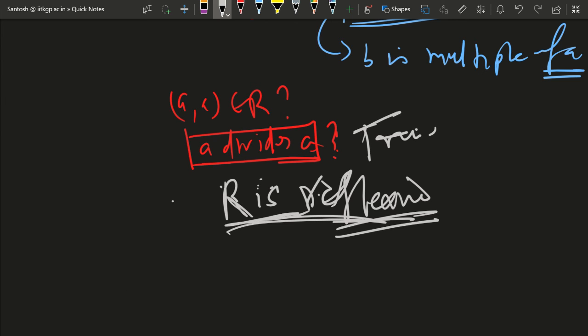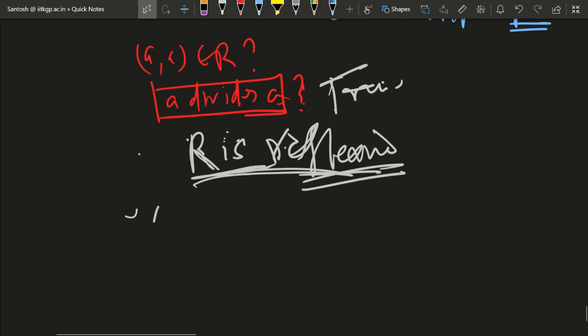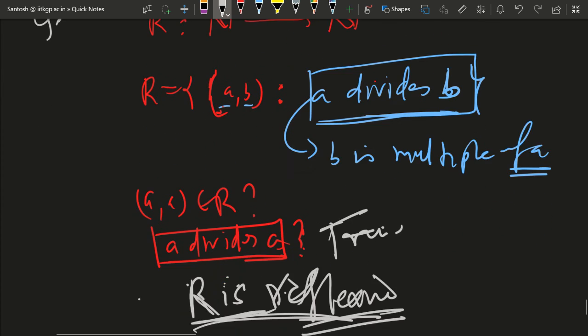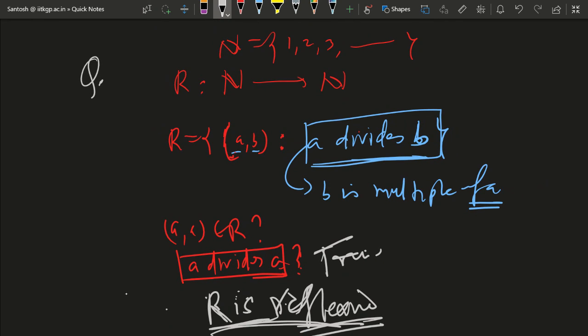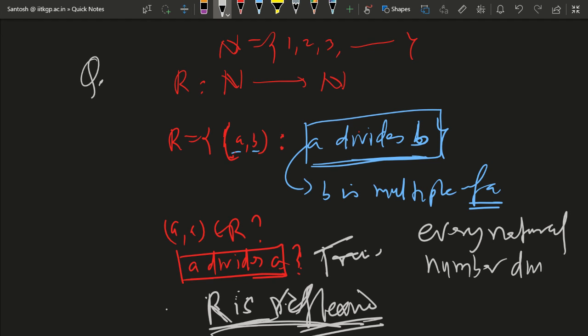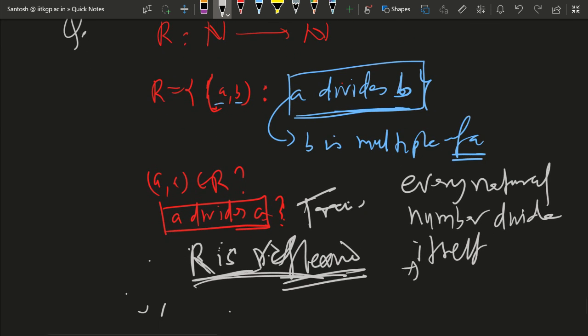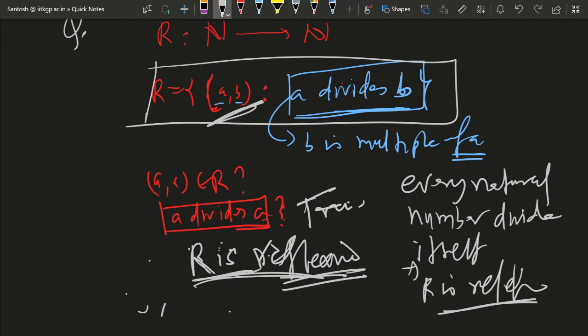So you may write the explanation here. Every integer divides itself. Every natural number divides itself. That's why it is reflexive. So you may write in words: every natural number divides itself, therefore this relation is reflexive. So divides means they are related. The definition here is this: a and b will be related if a divides b.